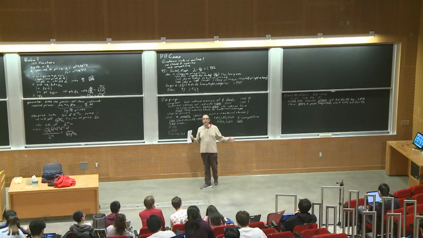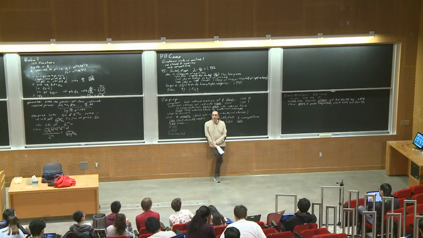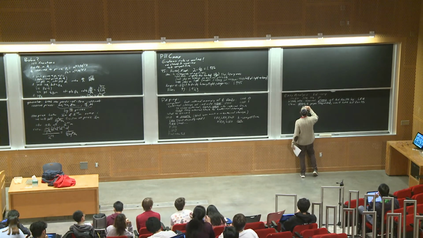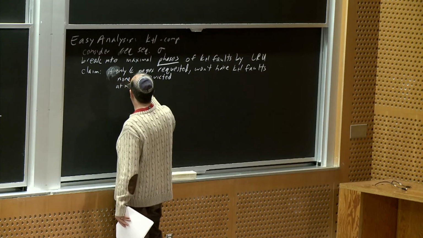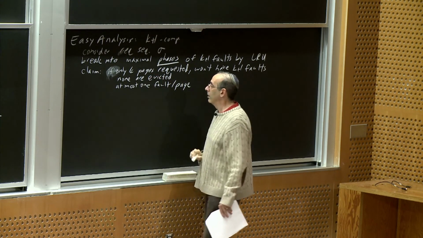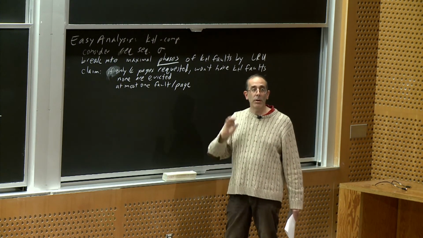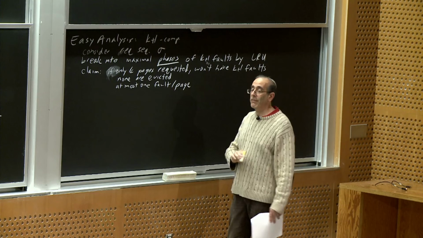Suppose that there are only K distinct pages requested during this phase. What can you say about those pages and the faults? If there are only K pages requested, none are evicted, which means that we have at most one fault per page. So if there are only K pages in the phase, then there are at most K faults, and so if the phase has K+1 faults, there have to be more than K pages requested.